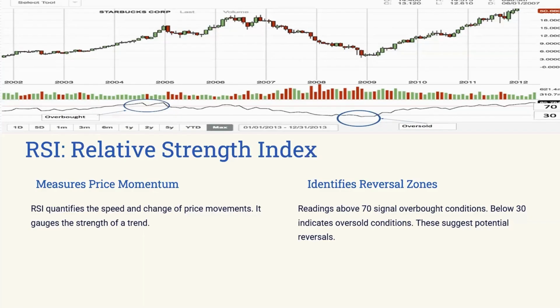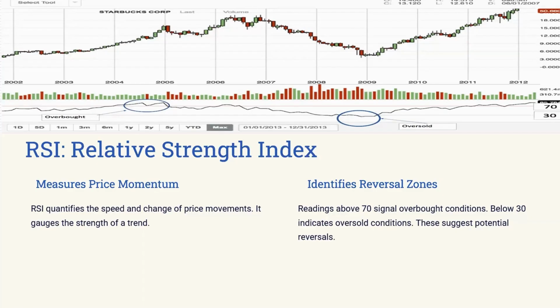The example image shows how RSI works. It measures price momentum, quantifying speed and changes. RSI calculates the ratio of average gains to average losses over a specific period. A higher RSI indicates that average gains are outperforming average losses, suggesting strong upward movement. Conversely, a lower RSI indicates stronger downward movement.